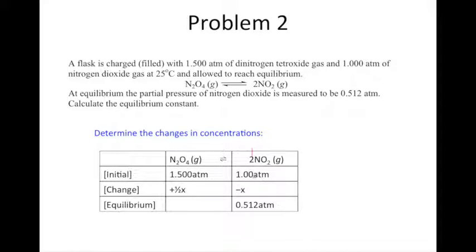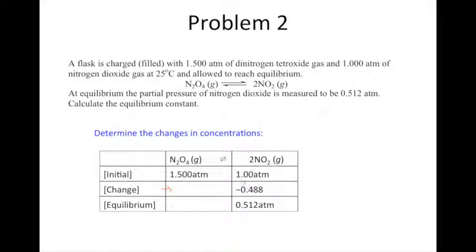And I do that because we know this X value. We know this X. The change is simply 1.00 minus the 0.512. So we can get our change in concentration just by subtracting those two. So this is our change. And again, we must use our stoichiometry in order to figure out the change in concentration over here.